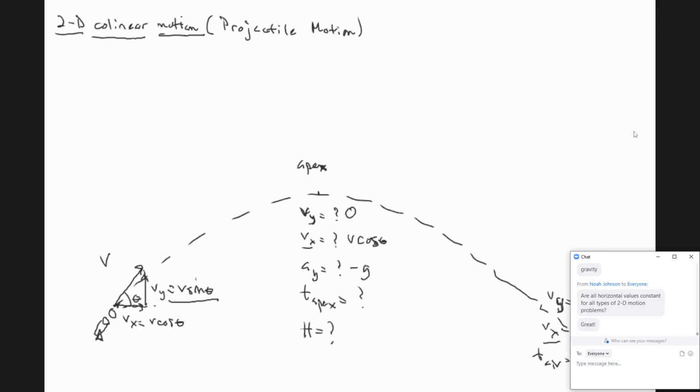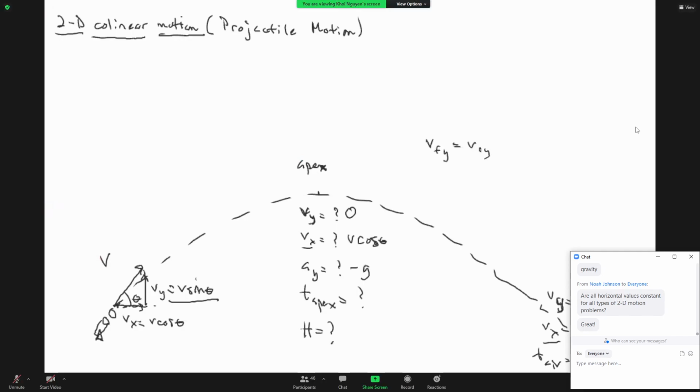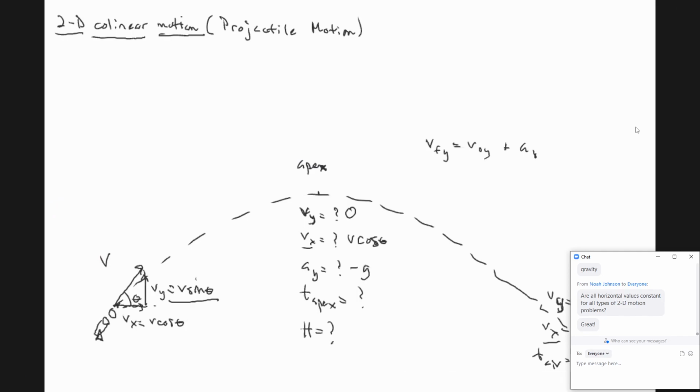In terms of going over time, I'm trying to speed this up. We'll be done in another 5 minutes. Okay. So to find that time, we have final velocity in the y, which equals initial velocity in the y plus acceleration in the y times time. So this is 0, this is v sine theta, and this is negative gt. So t is simply v sine of theta all over g.